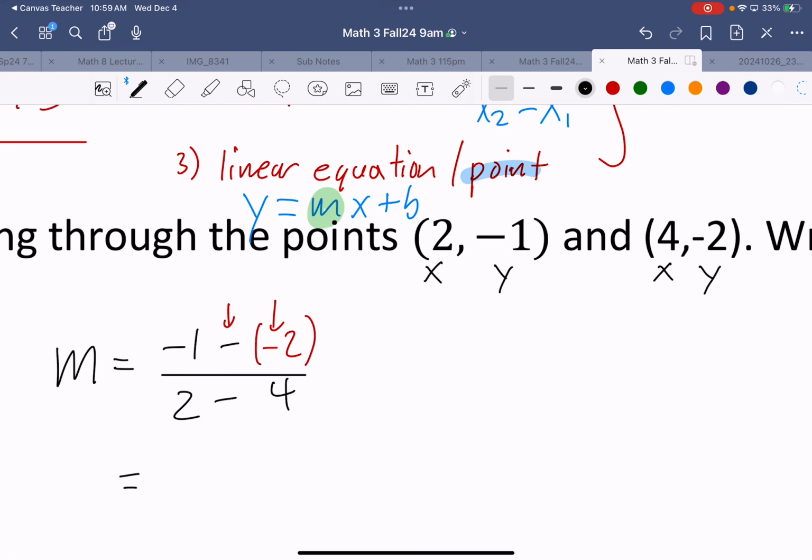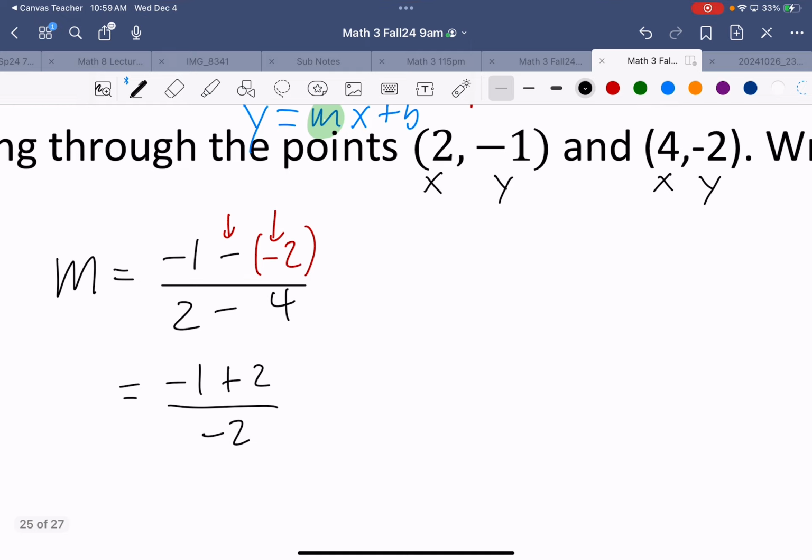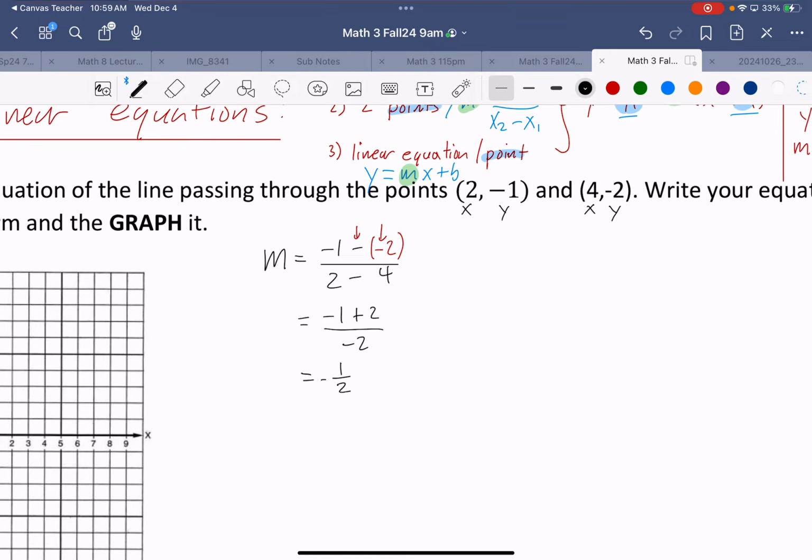Because those 2 negatives are going to become positive. 2 minus 4 is -2. -1 plus 2 is 1. Divided by -2 is just going to be -1/2. So I have my slope.